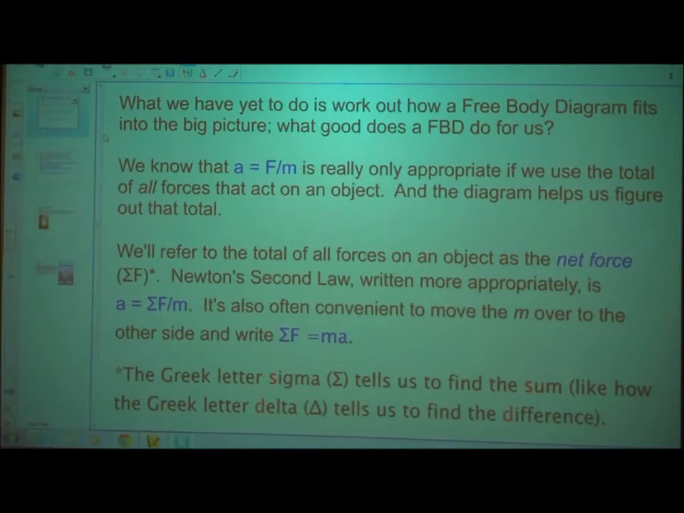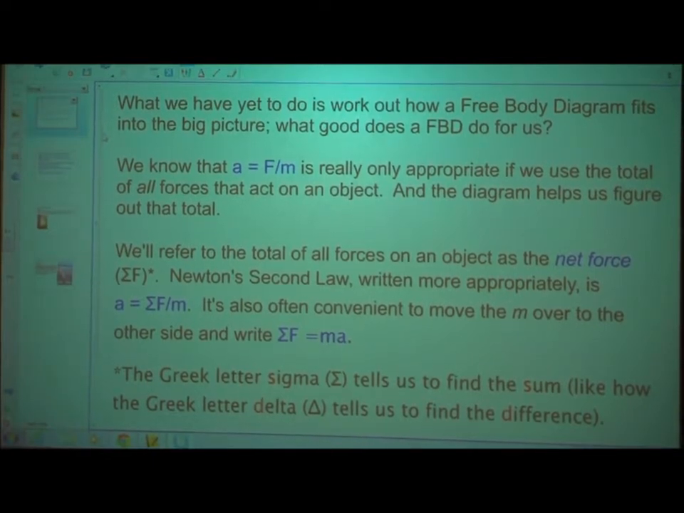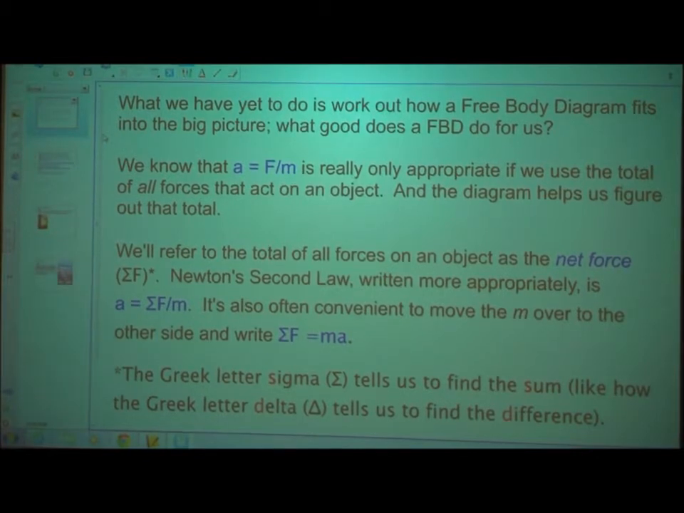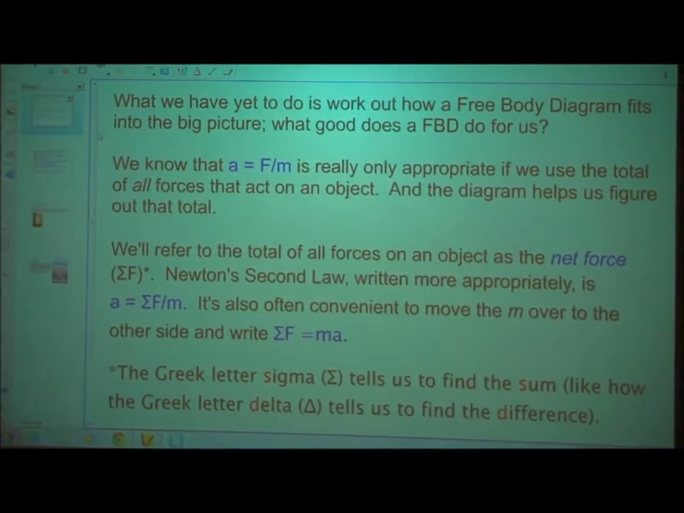Today in this video what we're going to be doing is talking about free body diagrams and, more importantly, using free body diagrams to help us solve problems that involve Newton's second law. And Newton's second law, as you can see on the board up there, is the net force equals mass times acceleration.